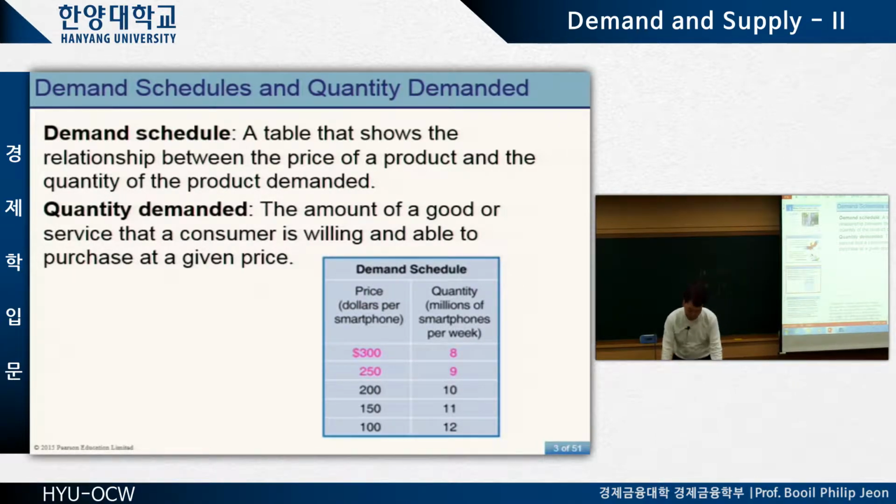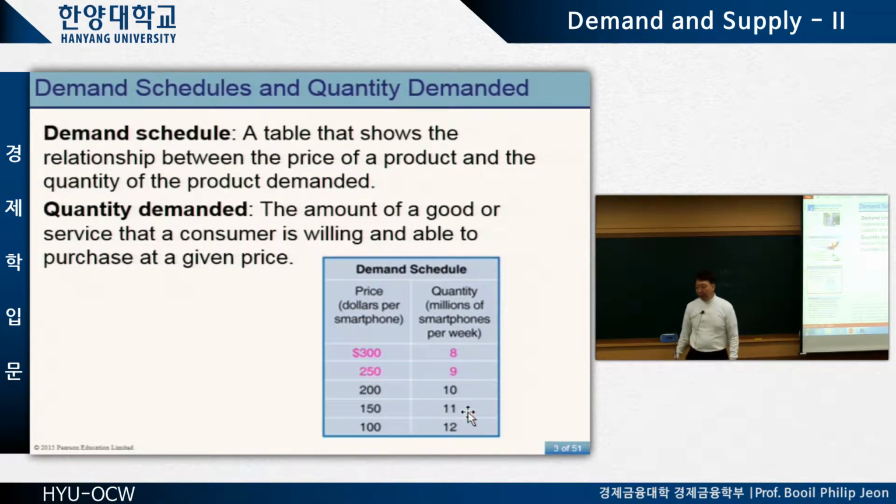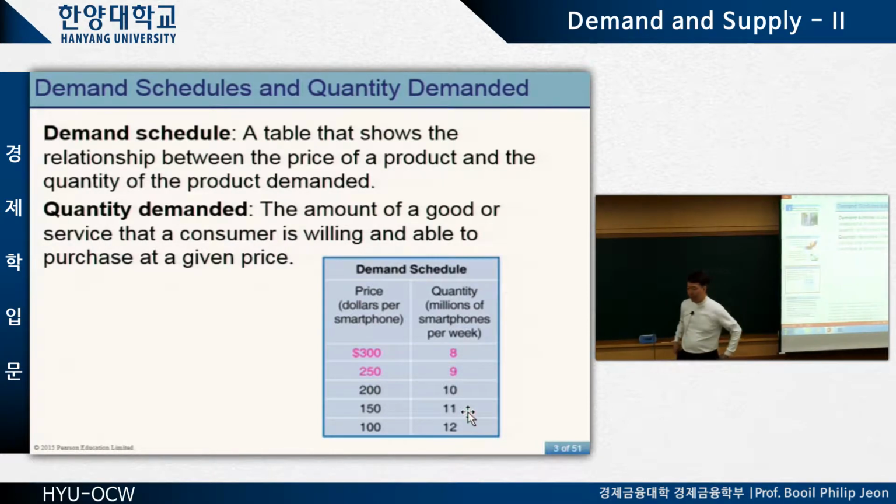The quantity demanded is the amount of goods or services that a consumer is willing and able to purchase at a given price. At each of these prices, there will be a certain quantity in the market, how many units the consumers are willing and able to purchase. Willing and able is a very important phrase.